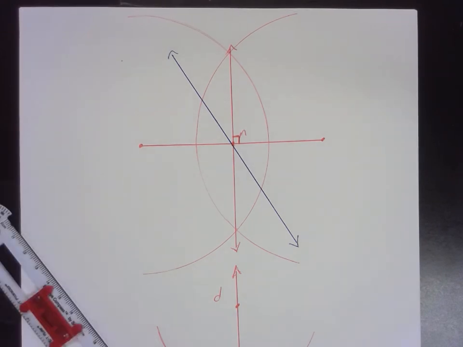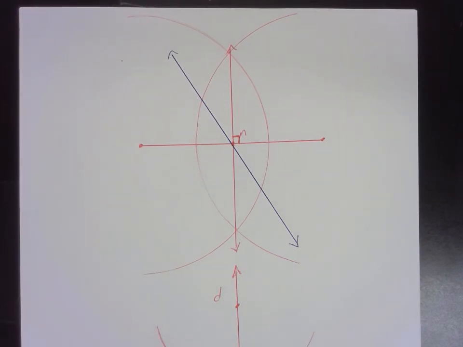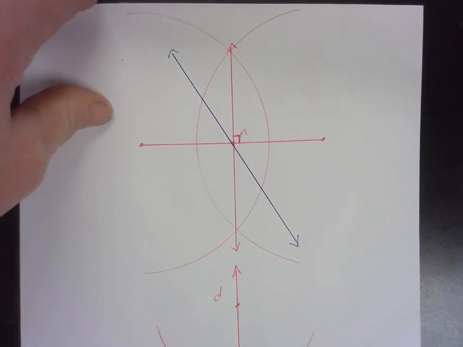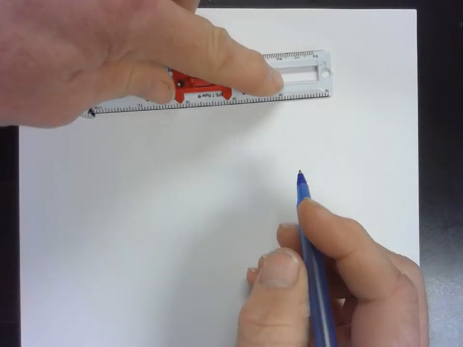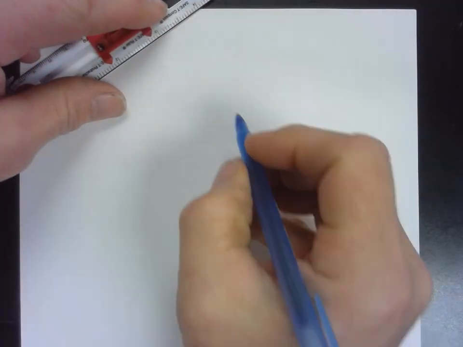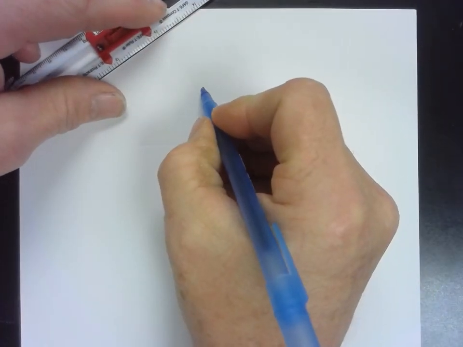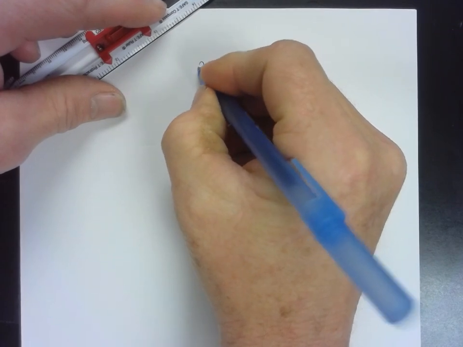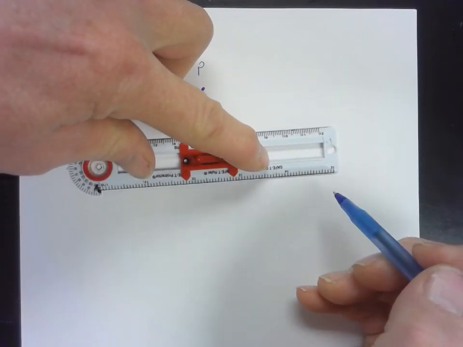Now, let's do the hard one. We'll do the hard one. So, what we have this time is we have a point. We just call it point P because we have no imagination. And then we have a line.